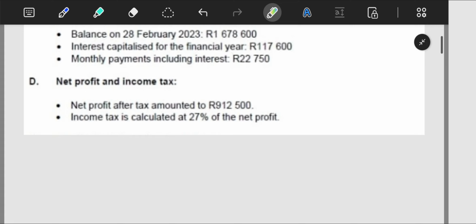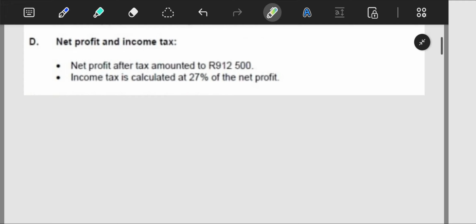Now, this is the net profit and income tax information that we have. And what are they telling us? Net profit after tax amounted to 912,500, and we are told that income tax is calculated at 27%. We are not given the tax liability for the year. We have to calculate it. How do we get it?